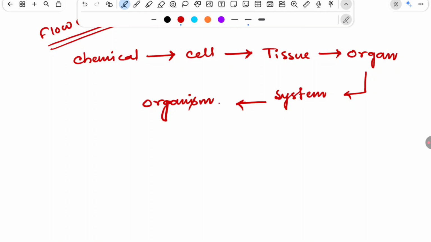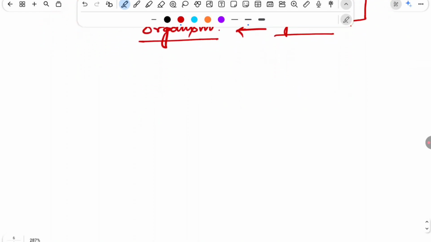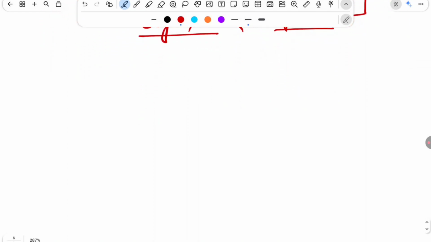Okay, so this flow chart you can remember. First chemical, then cell, then tissue, then organ, then system, then organism. Up to now everyone clear? No doubt? Then we can go to next. Next we can discuss the positions, or anatomical positions. That one we will discuss.